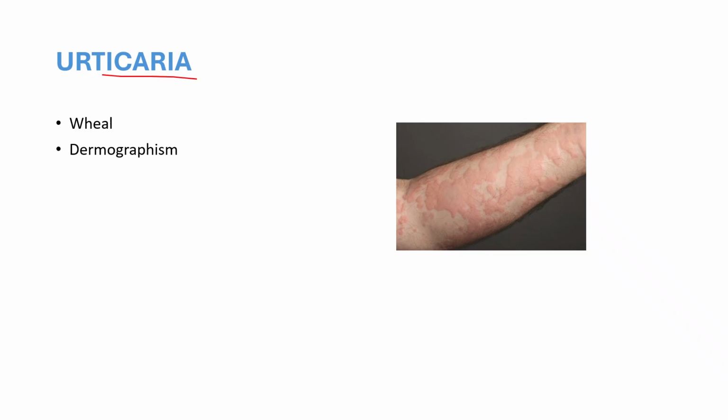Next, we have discussed urticaria, which we have seen in type 1 hypersensitivity reaction. The characteristic lesion we have discussed is called a wheal, and it can also show dermographism. That means if you stroke with a pencil or a blunt object over the skin, the skin can develop a raised lesion. That's called dermographism, which can be seen in urticaria.